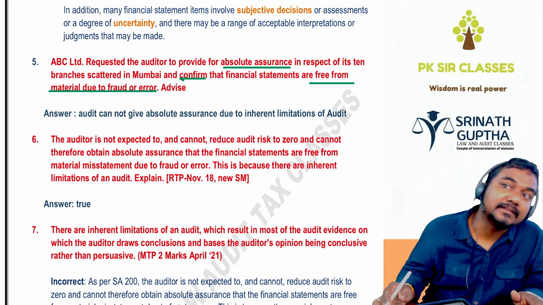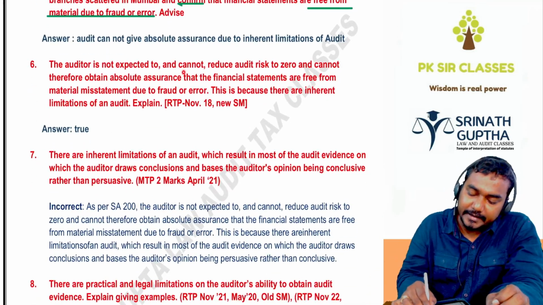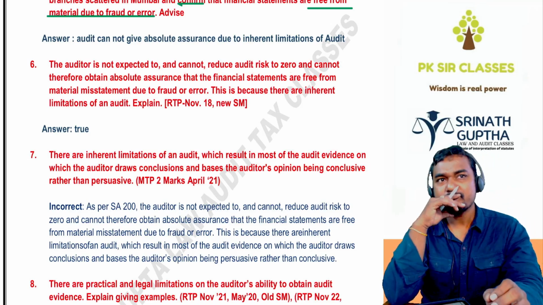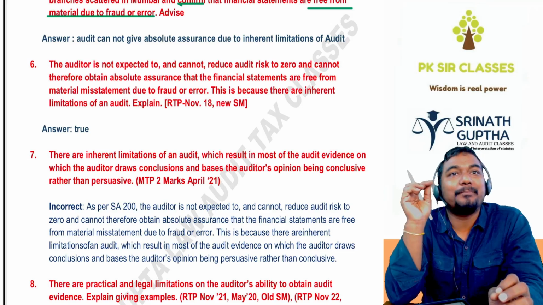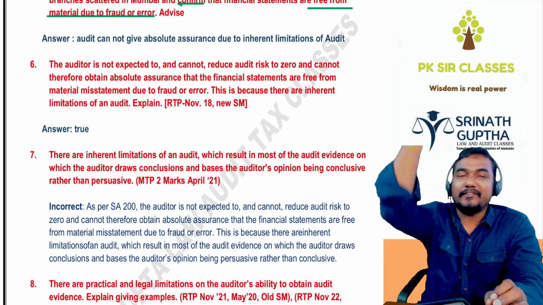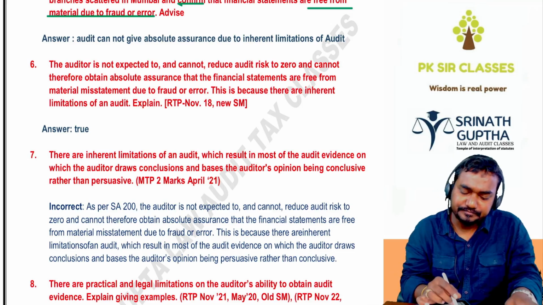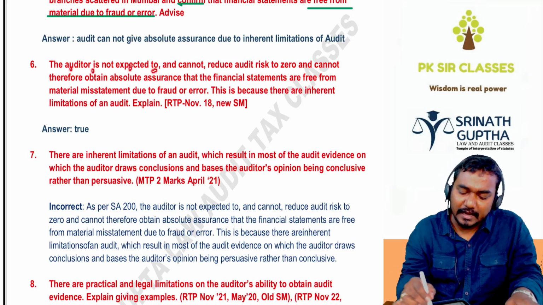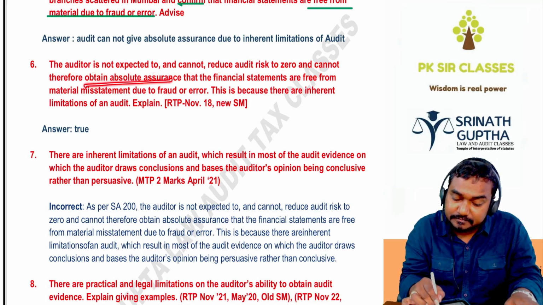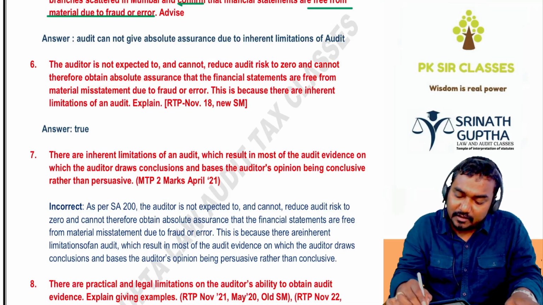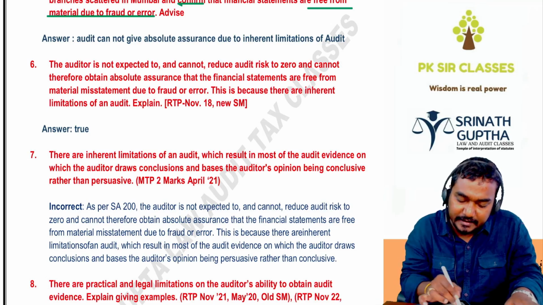Then, the auditor is not expected to and cannot reduce audit risk to zero. What is audit risk? It is the risk that the auditor may give an inappropriate opinion; that is called audit risk. Can we reduce audit risk to zero? We can minimize it, but we cannot reduce it to zero. The auditor therefore cannot obtain absolute assurance that financial statements are free from material misstatements due to fraud and error. This is because there are inherent limitations of auditing.